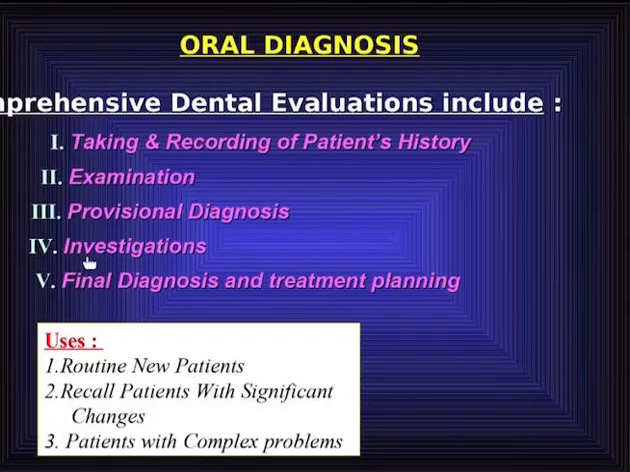Now, in which conditions are you going to use the comprehensive dental evaluation? See here the uses. Routine new patients: whenever a new patient comes to the dental clinic, you are going to go for a comprehensive dental evaluation. Or recall patients with significant changes. Suppose the patient has been recalled after 1 year or 6 months and there are many changes in the patient's oral cavity, then you go for the comprehensive evaluation. Or patients with complex problems as well. Complex means maybe some big problems, some syndromes. There also you're going to use the comprehensive dental evaluation. Now this is about comprehensive dental evaluation.